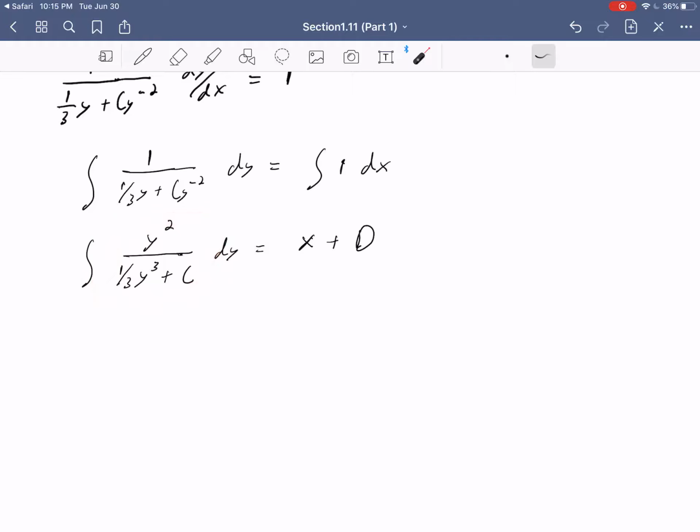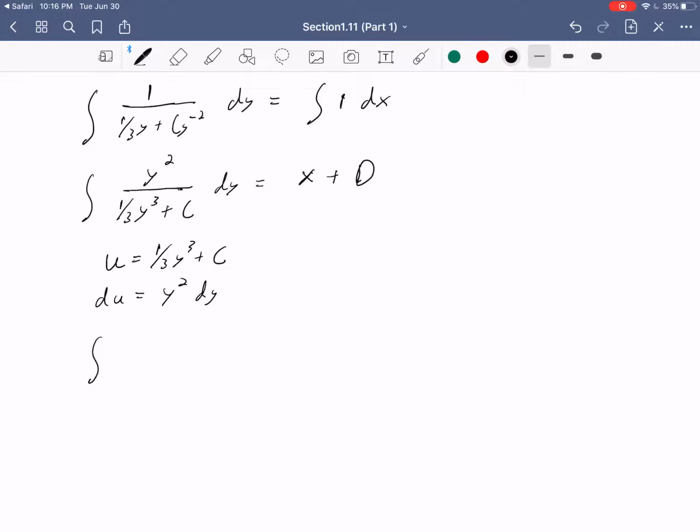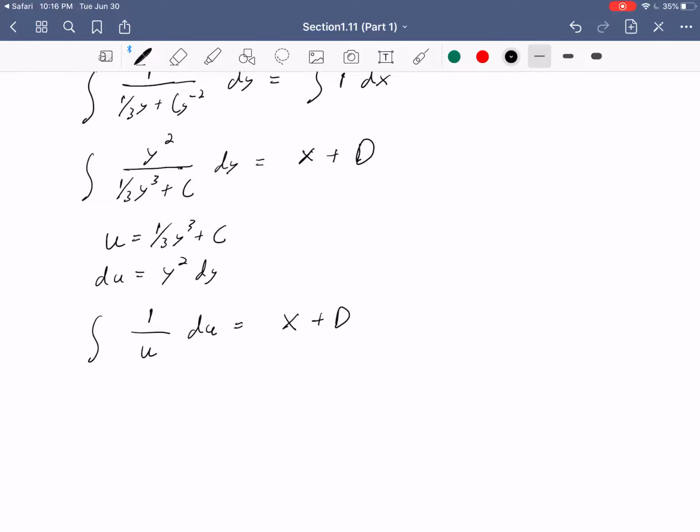Over here, that looks pretty nasty until we recognize that the derivative of 1/3 y cubed plus c, even though that's a plus c and we don't know what it is, the derivative of a constant is 0, and that's exactly what we have in the numerator. So we can do a u substitution, u equals 1/3 y cubed plus c. The du is exactly what we have up there, y squared dy. So we can go ahead and pop that in. Looks like we're going to get the integral of 1 over u du is equal to x plus d.